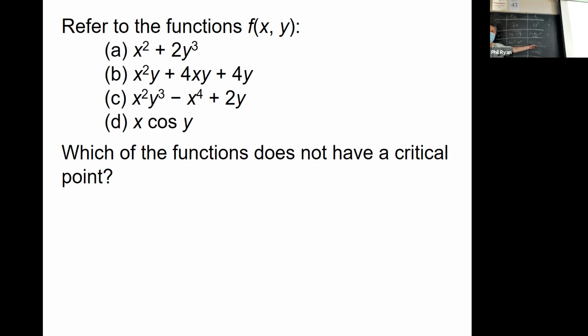Can this ever be 0? So you've got a square plus 2. For this to equal 0, this would have to equal -2. Can a square ever be negative? Right. So this doesn't have a critical point. And this does have a critical point because cosine can be 0. And then if x equals 0, that can be 0 as well. So C does not have a critical point.